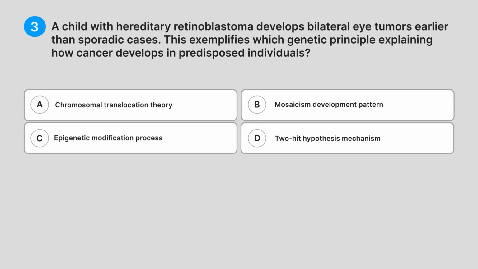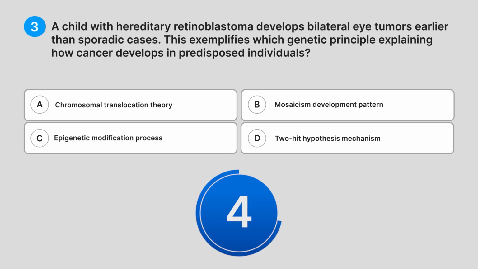3. A child with hereditary retinoblastoma develops bilateral eye tumours earlier than sporadic cases. This exemplifies which genetic principle explaining how cancer develops in predisposed individuals? A. Chromosomal translocation theory. B. Mosaicism development pattern. C. Epigenetic modification process. D. Two-hit hypothesis mechanism. Can you guess the answer?